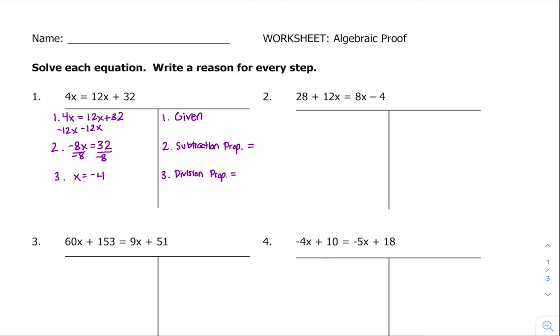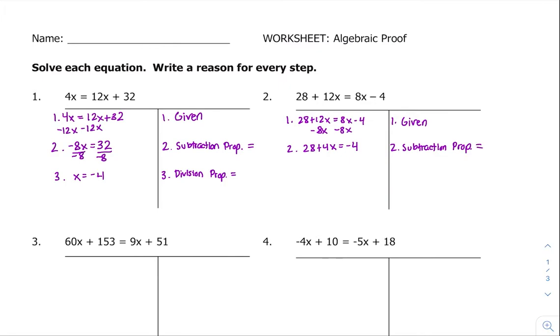Okay, number two. So we have 28 plus 12x is equal to 8x minus 4. Reason, this is a given statement. Okay, so I like it when I get my variables on the left-hand side. So I'm going to subtract both sides by 8x. So I'm going to get 28 plus 4x is equal to negative 4. Reason, subtraction property of equality.